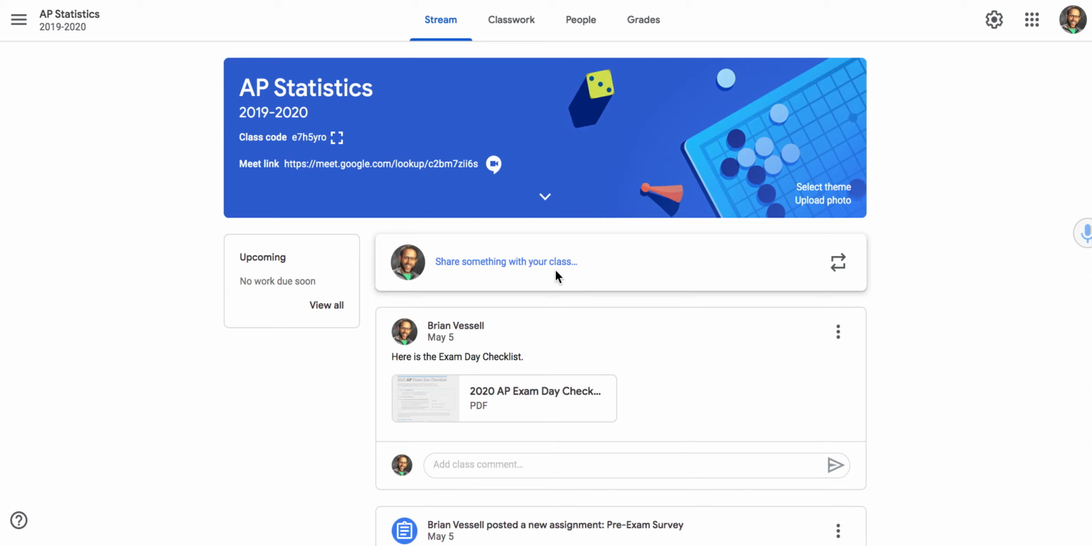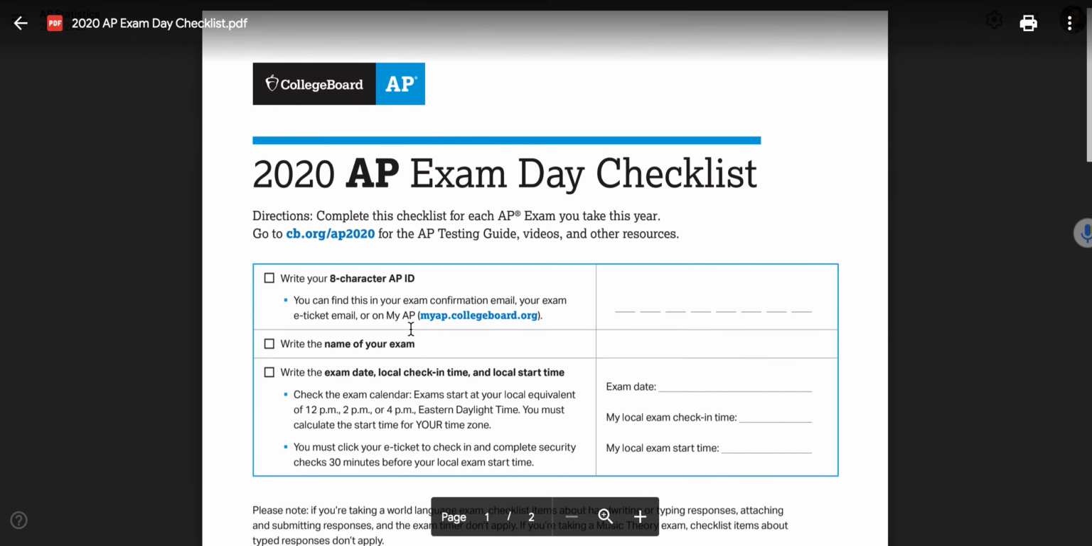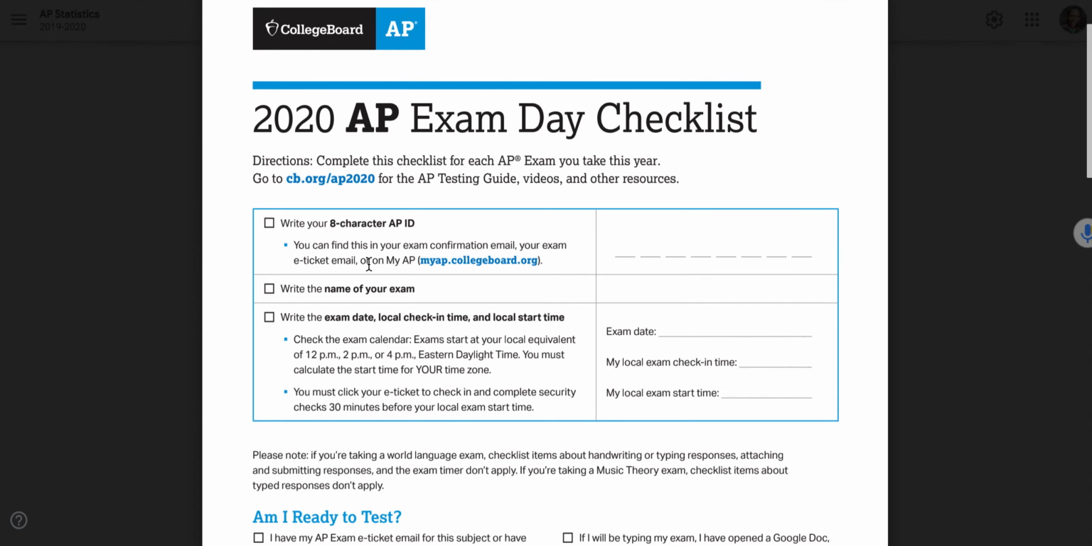And I wanted to go over a couple of things that I think are really important based on the survey information I got. I think the first one that was really important is that a lot of people didn't know where to get their AP exam. So when you're on the classroom, please check this PDF out. It's actually really quick to check out. You're going to need your 8-character AP ID. I can get this for you if you can't find it, but you're going to need to log into My AP anyway.